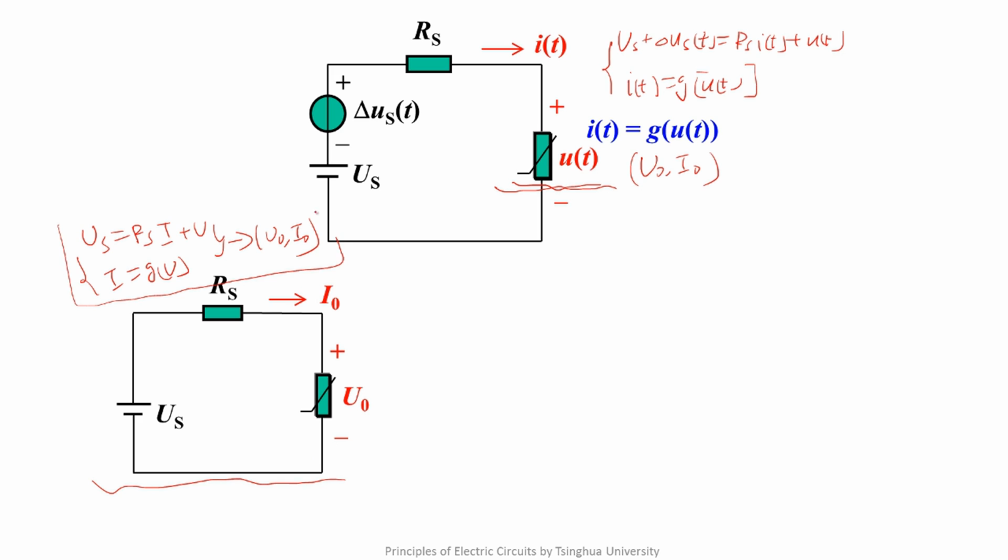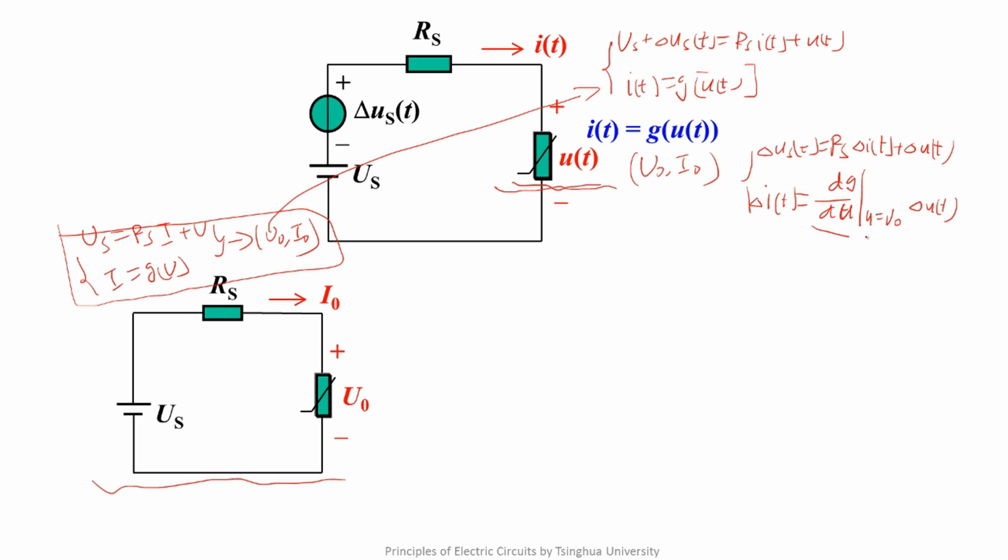Substituting this equation and this solution into the equation, we can eliminate the static working point. Then we get a linear algebraic equation about delta IT and delta UT. That is, when U0 is given, it is a known value. So it is a linear algebraic equation about delta IT and delta UT.